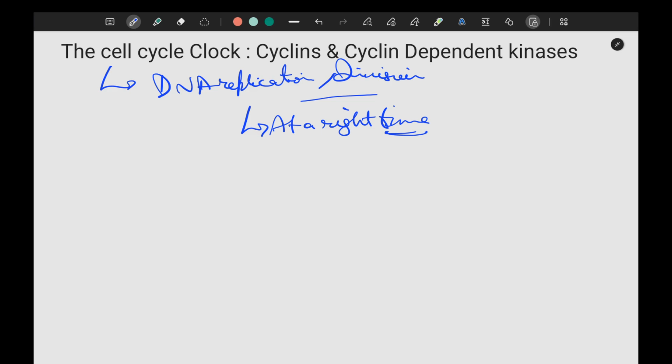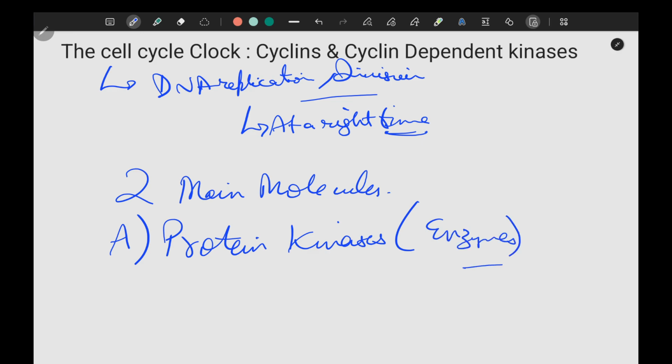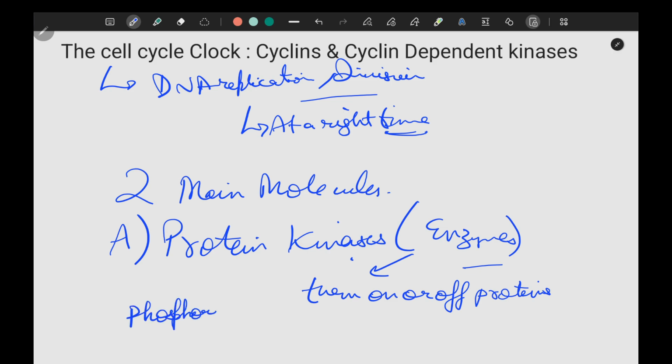For this to happen, there are two main types of molecules. First are protein kinases. A kinase is an enzyme whose job is to turn proteins on or off. They do this by phosphorylation, which means adding a phosphate group.